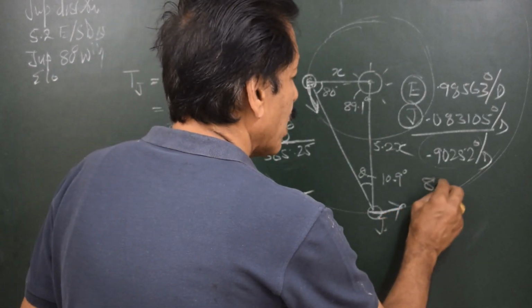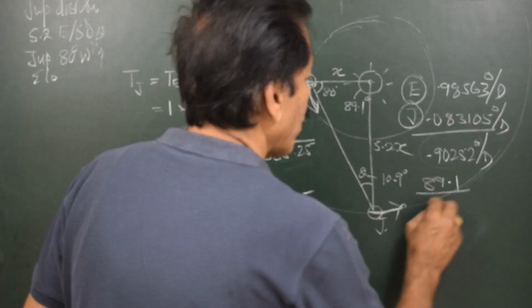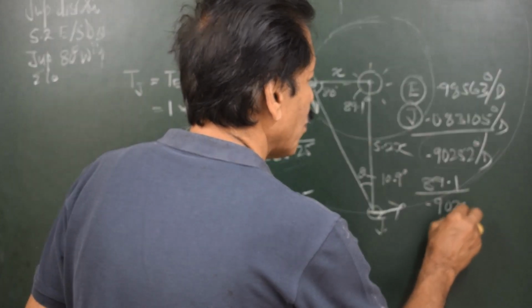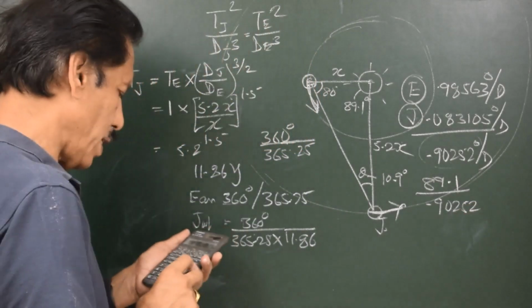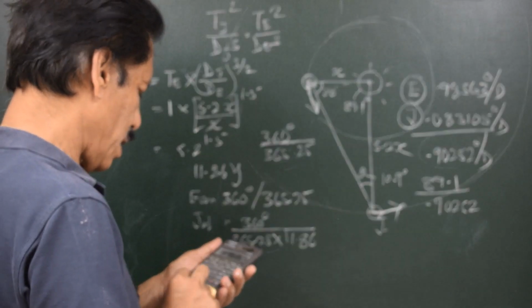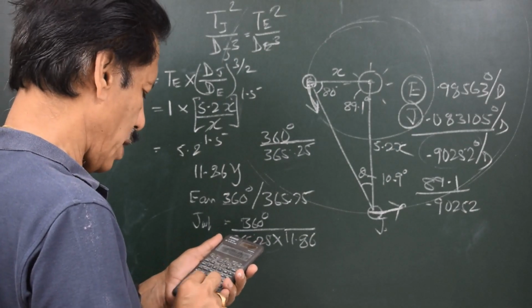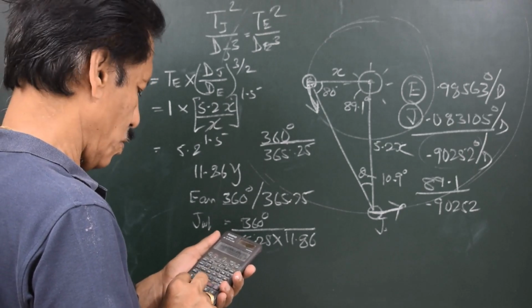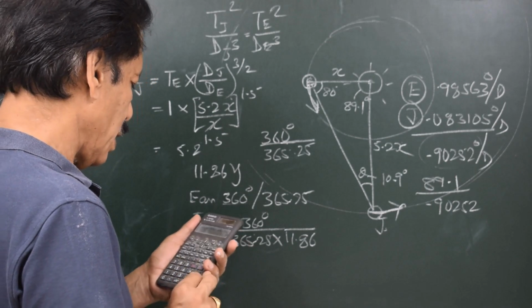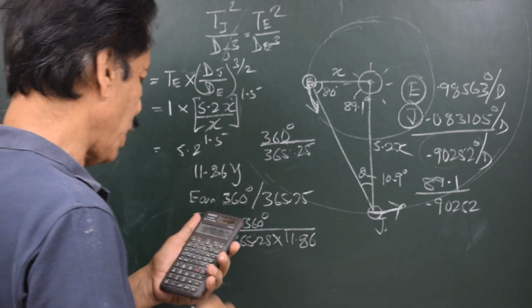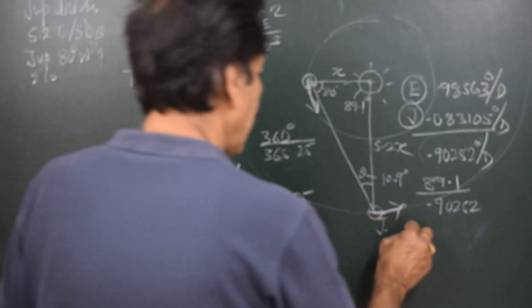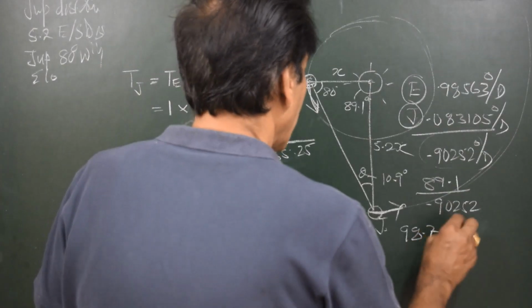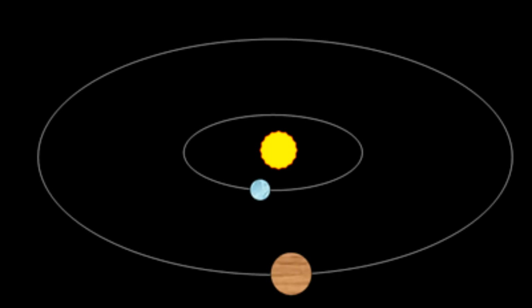How many days is it going to take to overtake 89.1 degrees? So I will have to write 89.1 divided by 0.90252. Let's see how many days. 89.1 divided by 0.90252. So this gives me 98.7 days. So what happens after 98.7 days?